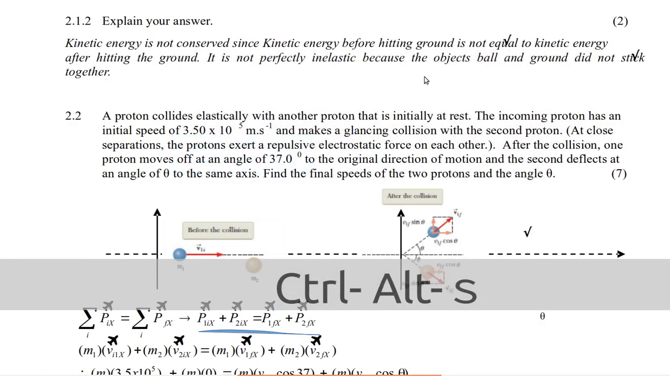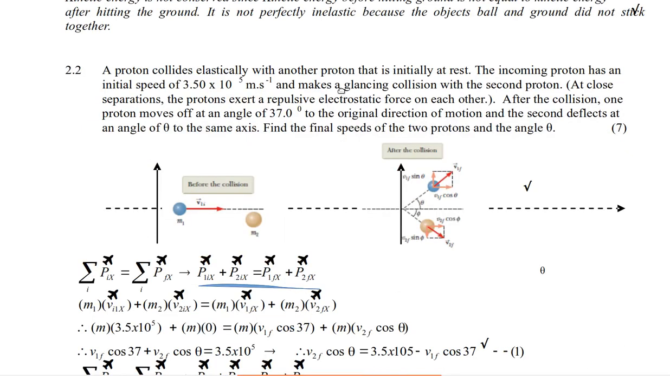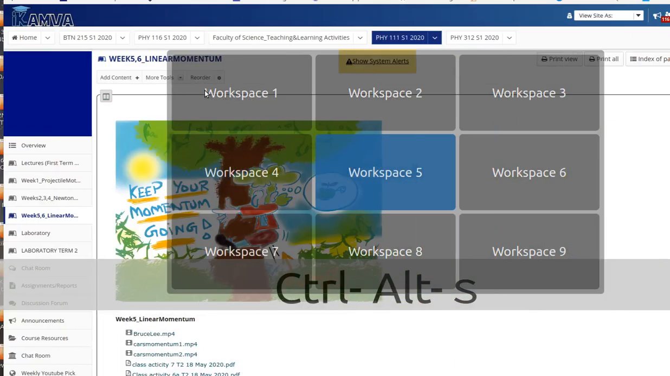A proton collides elastically with another proton that is initially at rest, right? So let's actually solve it. The incoming proton has an initial speed of 3.5 × 10^5 meters per second and scatters off 37 degrees with respect to the horizontal x-axis. We are asked what is the scattering angle of the other proton, and to find the final speeds and the angle. So okay, let's just do it.